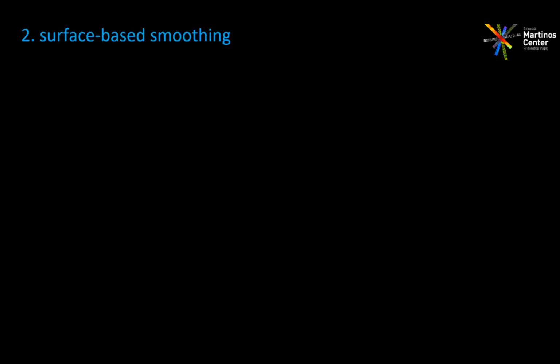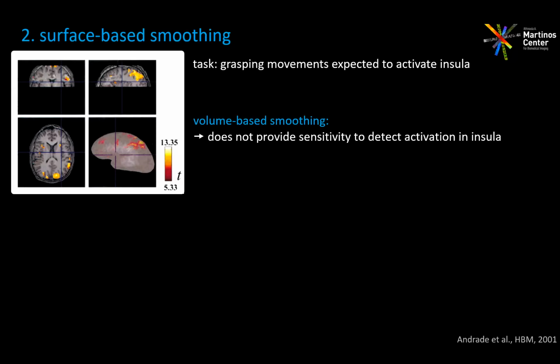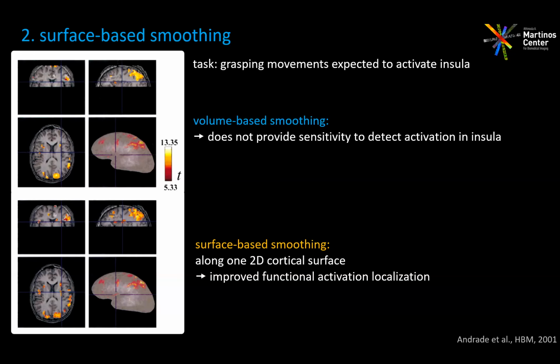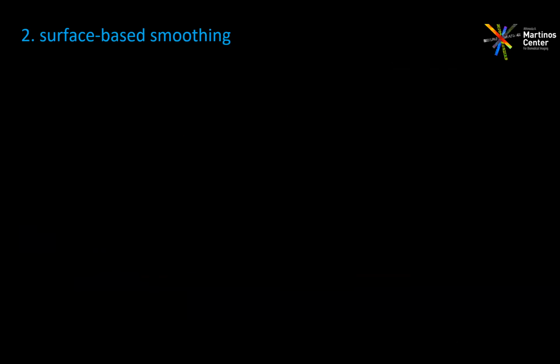Here's another approach. The task in this example was grasping movements, so we expect activation in insula. And as you can see here, with the volume-based smoothing, there's no activation in insula. With the surface-based smoothing, which was done along the 2D cortical surface, we can see that there's activation, so the functional activation and localization has been improved, okay?